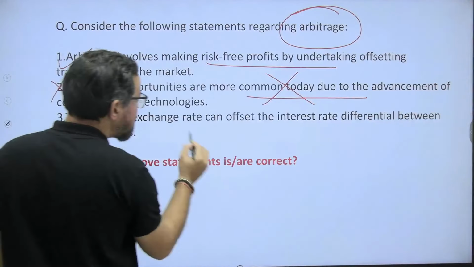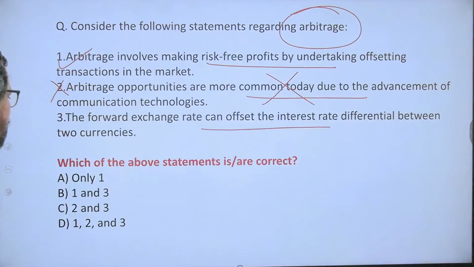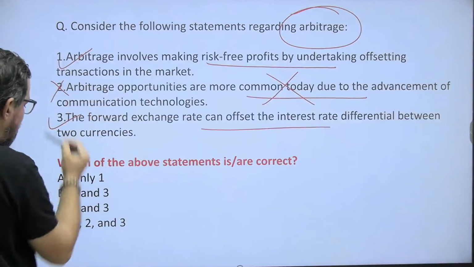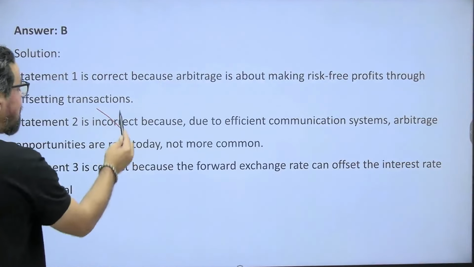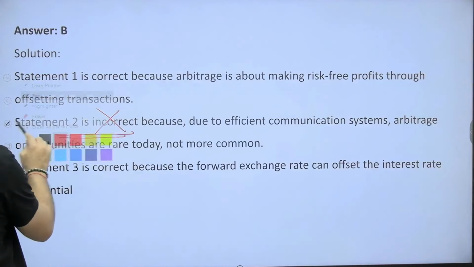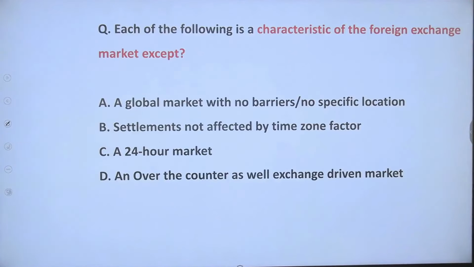The forward exchange rate can offset the interest rate differential between two currencies. This is 100% true. So 1 and 3 means option B will be the right answer for this one. Correct. So only one statement was incorrect here. Rest all are fine. Next one.